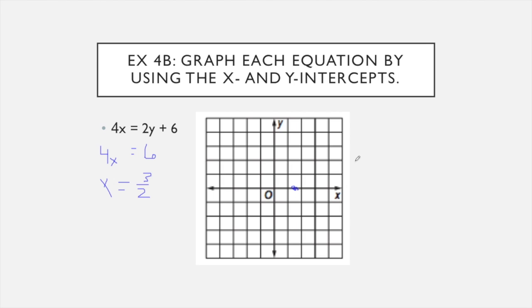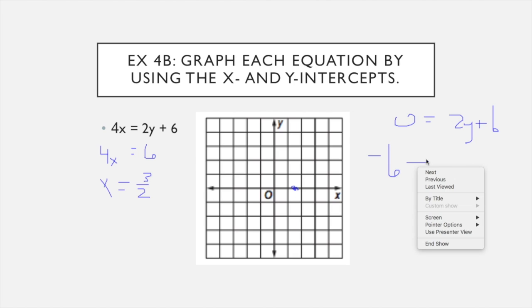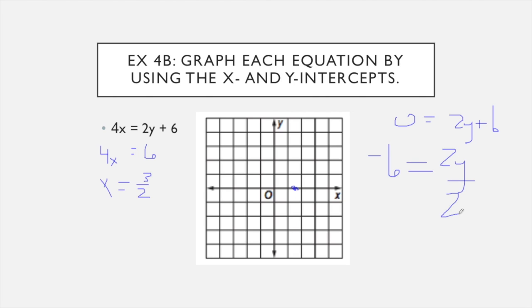Now what's my y-intercept going to be? That's when x is 0. So plug in a 0 for x. So 0 equals 2y plus 6. Now I'll need 2 more steps to solve this. So I'll subtract 6. So -6 would equal 2 times y. Divide both sides by 2. And -3 equals y. So y equals -3. -3 is the y-intercept. So go down, 1, 2, 3.